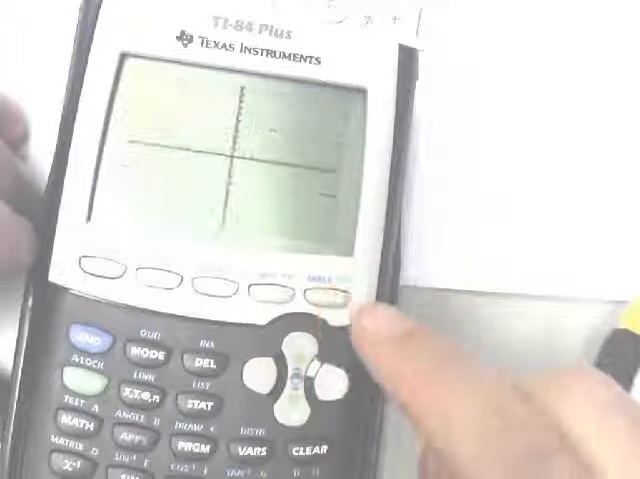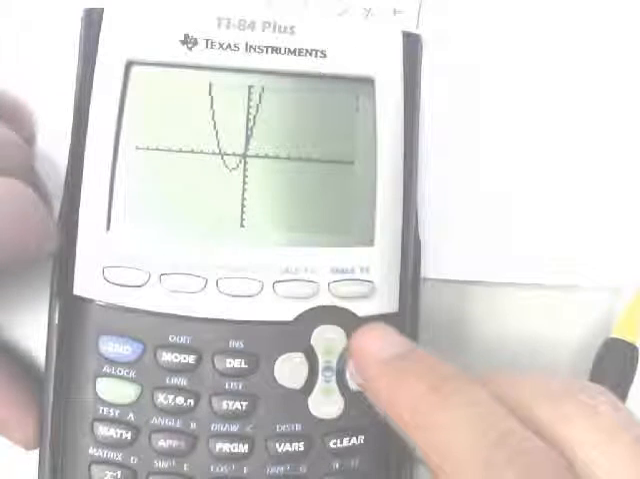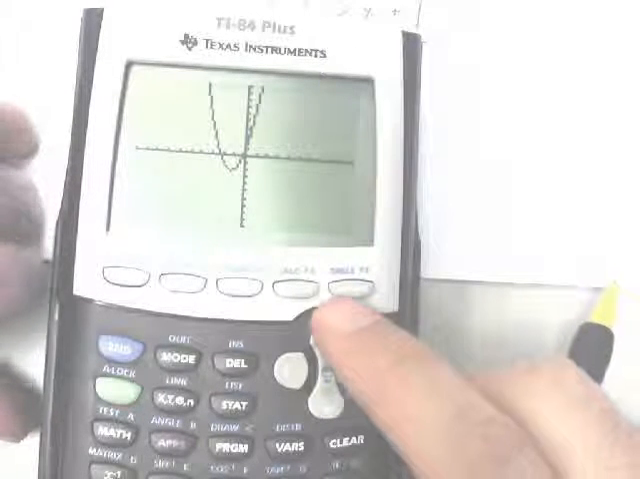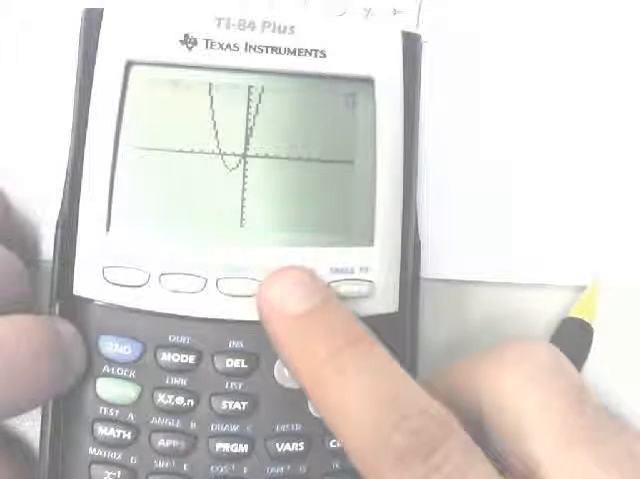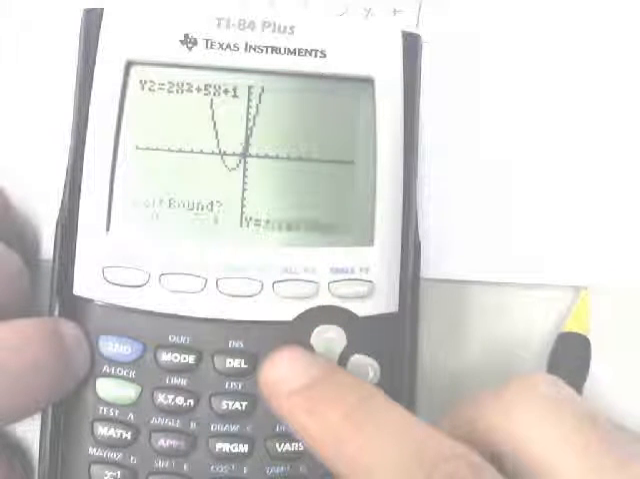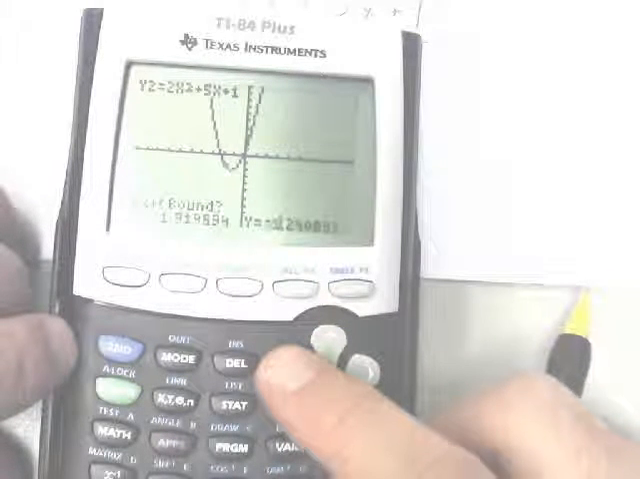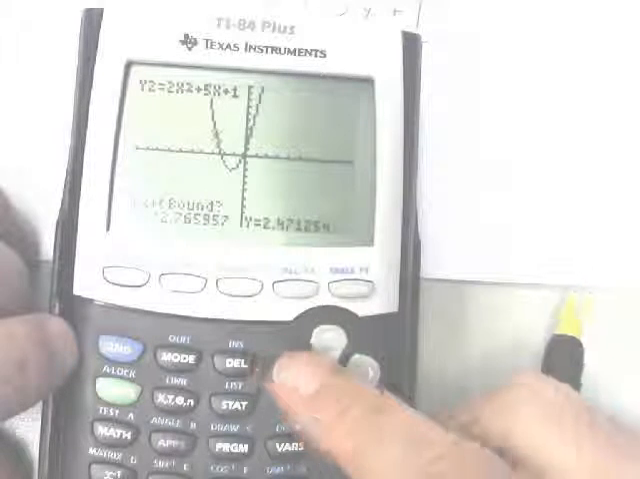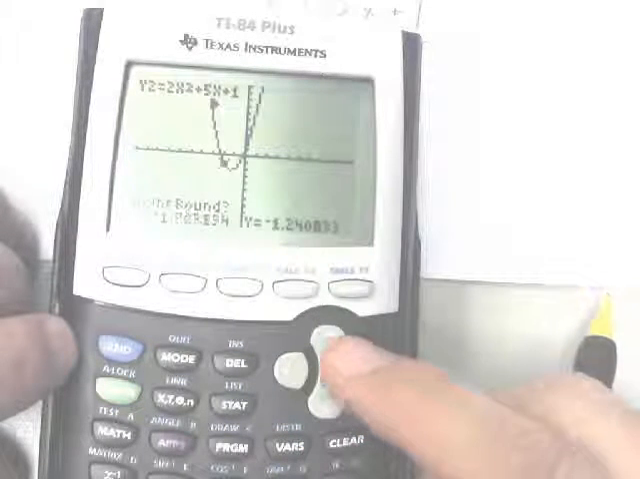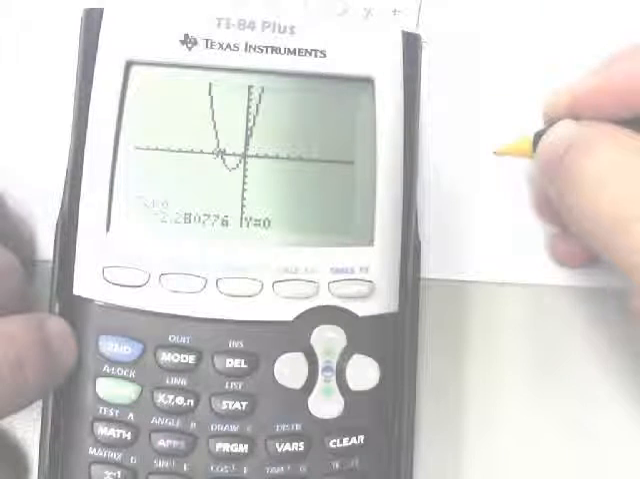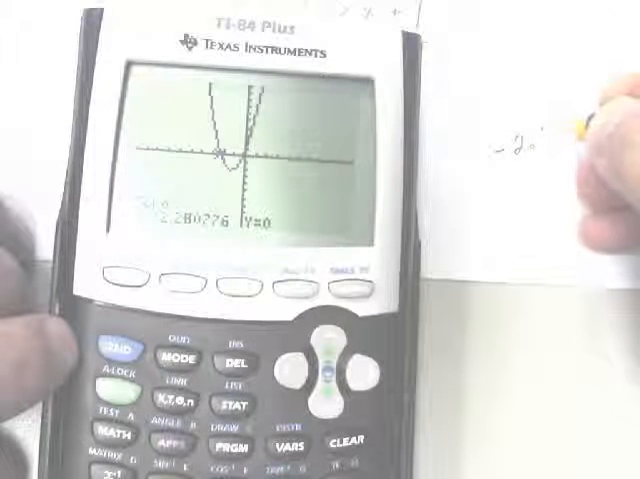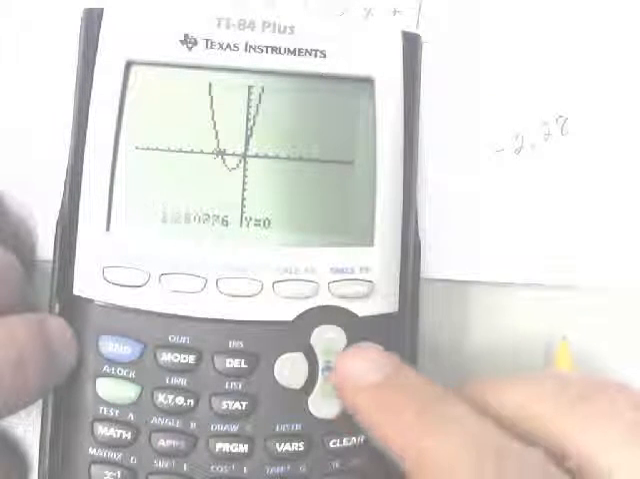So now I'm going to graph this equation. And I see two zeros again. Well, I'm going to find the zeros. Second trace, zero. I'm going to move to the left, using my left arrow button, left of the 0, and then to the right of that 0. Well, there's my first 0, and I'm going to round it: negative 2.28 to the hundredths place.